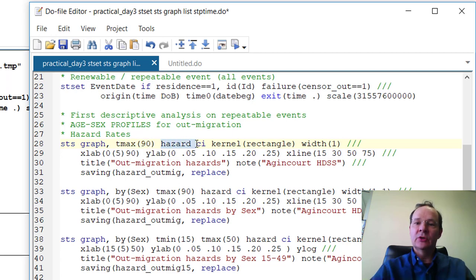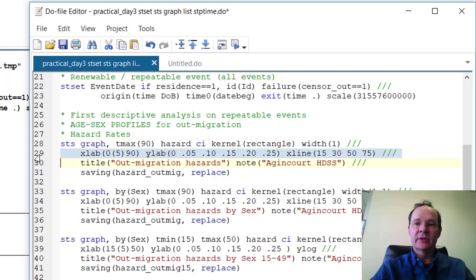This graph is showing hazard rates with confidence interval. The smooth function is a kernel function using the rectangle option. The rectangle option for kernel is actually like computing a moving average. The width here is related to this option kernel. This tells you that you take 1 year before a point estimate and 1 year after this point estimate. So the window is actually 2 years around an estimate.